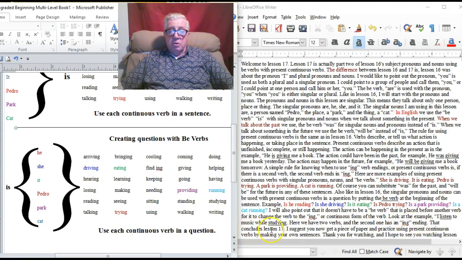That concludes lesson 17. I suggest you now get a piece of paper and pencil and practice using the present continuous verbs by making your own sentences.